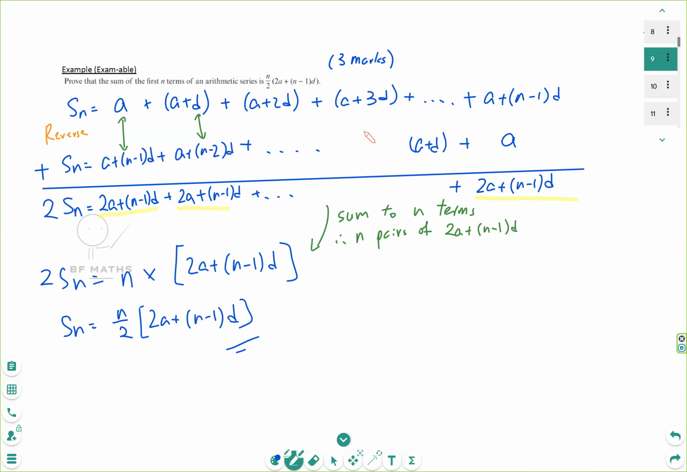So where the 3 marks are allocated, first of all, the first mark will be allocated to you writing the Sn perfectly. Then the second mark will be given to you showing you reverse it, you add them up, and you show you can get 2a plus n minus 1d. And the last mark will be given to you knowing there's n lots of it and then dividing by 2. So 3 marks. Okay, and that's the end of the arithmetic series.